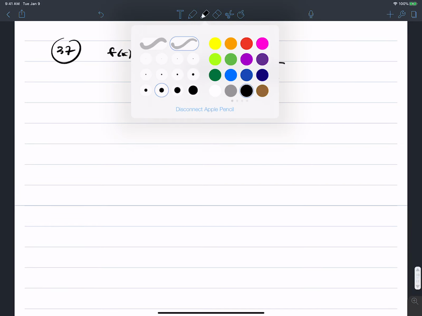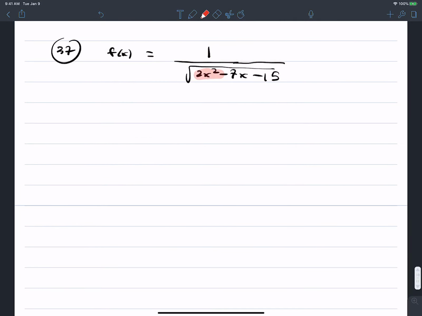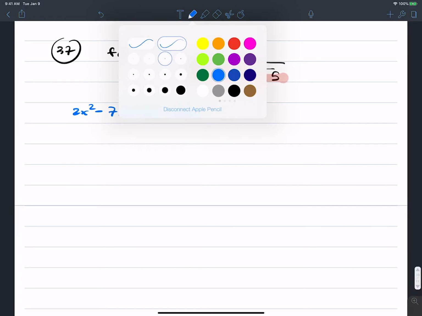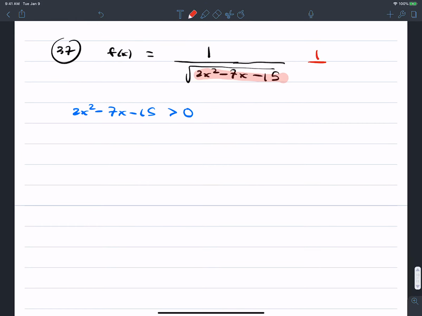Again, this time, since you still have a square root function and it's in the denominator position, this has to be strictly positive. It could never be 0. If it were 0, we would have 1 over the square root of 0, which is 1 over 0, which is undefined. So we can't have the denominator ever be 0.